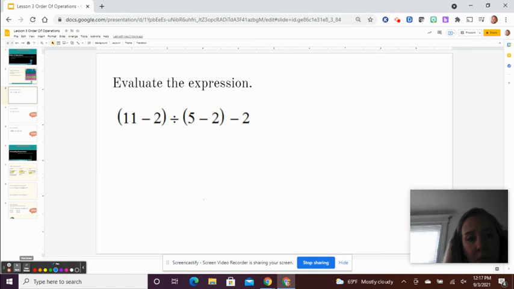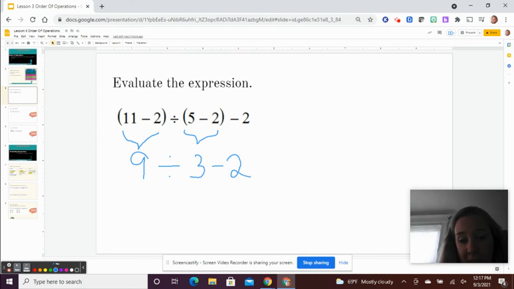So something like this. We're going to do our grouping symbols first, which is right here. So we have 11 minus 2 is 9. 5 minus 2 is 3. And then, of course, that all comes in. Division, multiplication comes next. So 9 divided by 3 is 3 minus 2, and you're left with 1.